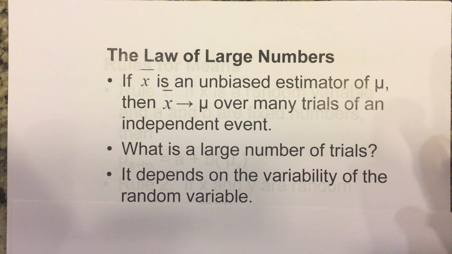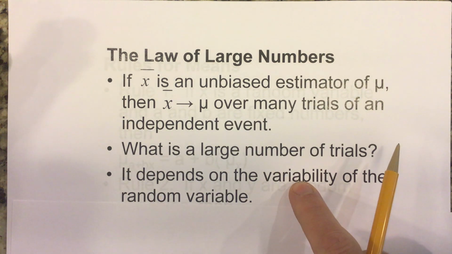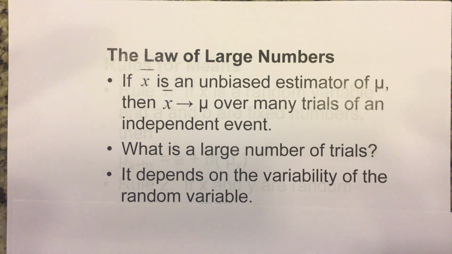So as you have more and more outcomes, as you have outcomes that are more rare, that increases variability. And so that means you would need more trials for your x bar to approach your true population parameter.